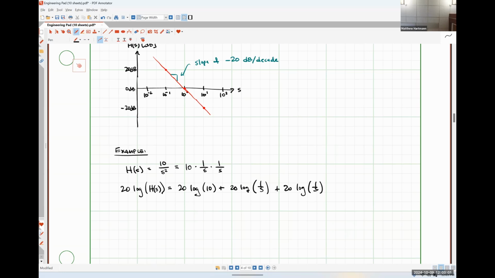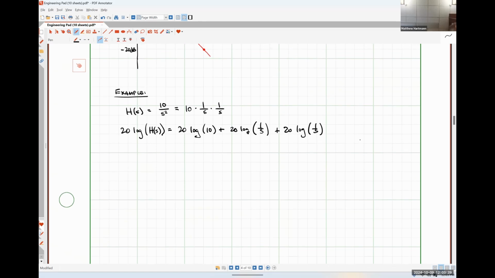So effectively, I already know what this part looks like. It's this graph right here. So I would just have this plus another one of these plus whatever 20 log of 10 looks like. And I can add all of those responses together. And that would look like the total response of my circuit in the frequency domain, right? So multiplication here looks like addition with logarithms.